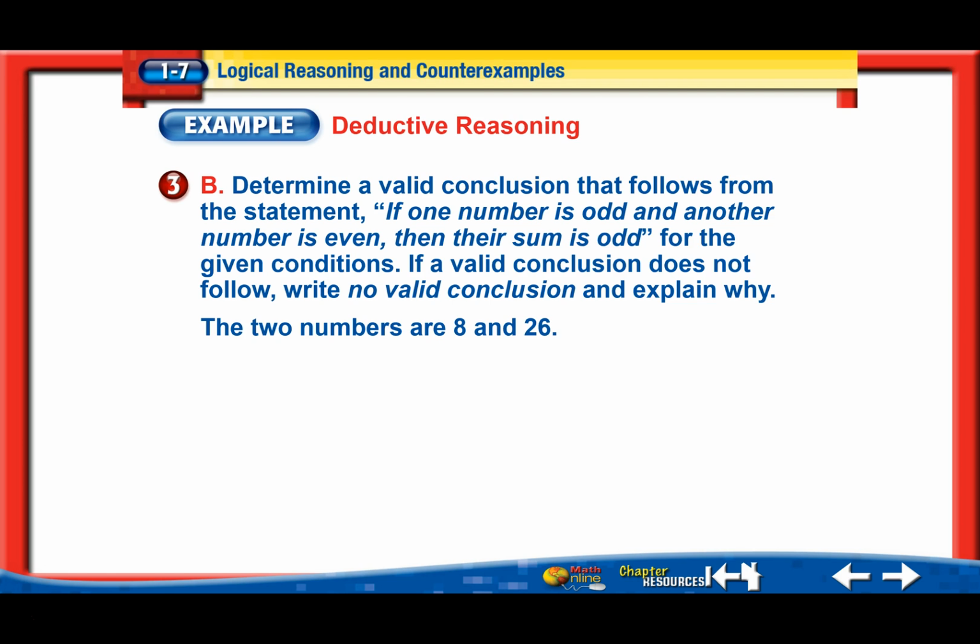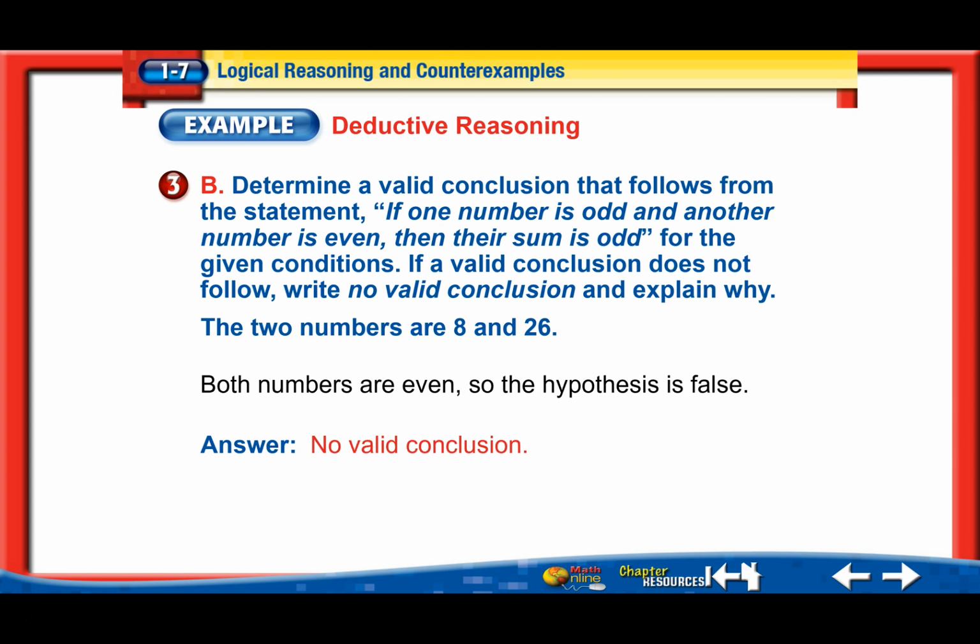All right, so let's try. Two numbers are 8 and 26. Both numbers are even, therefore the hypothesis is false, because it says one number is odd and one is even. They're both even. This isn't going to work. So there's no valid conclusion.